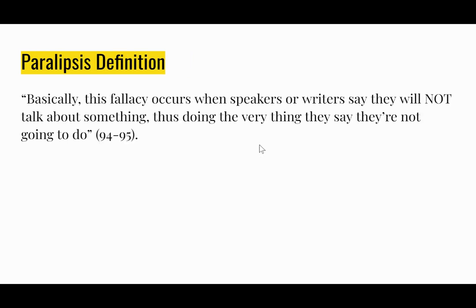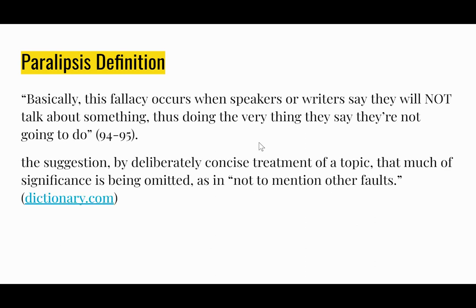Finally, the paralipsis. A speaker says, I will not talk about something. But by saying I will not talk about X or Y or Z, they are actually talking about X or Y or Z. And therefore, they are talking about the thing they say they're not going to talk about. If you take a look here, one of the big problems is the idea that you're going to mention the other faults by saying you're not going to mention them.